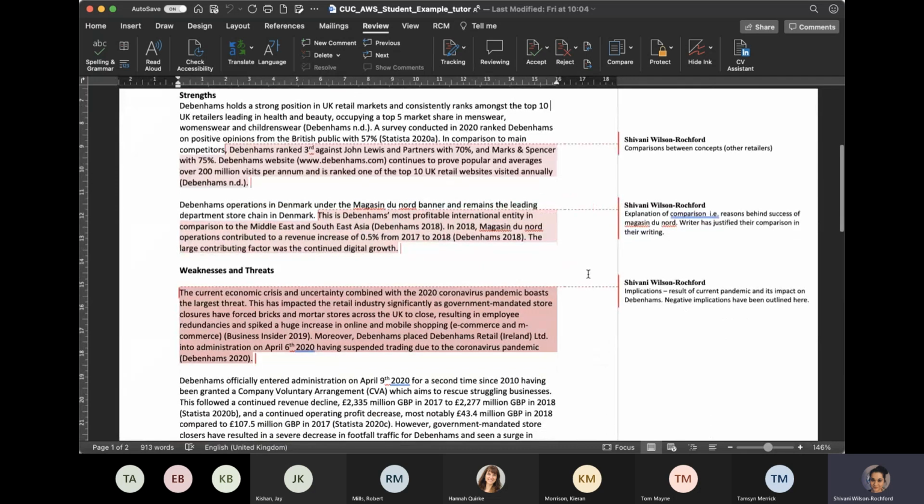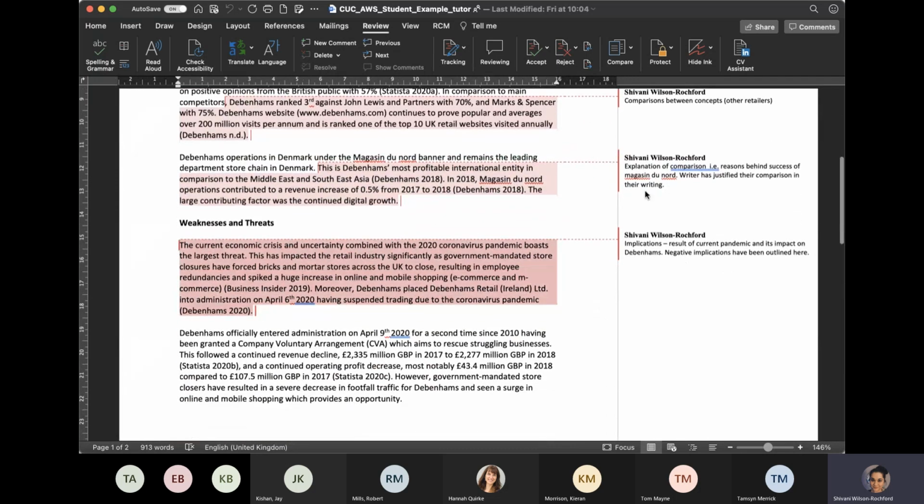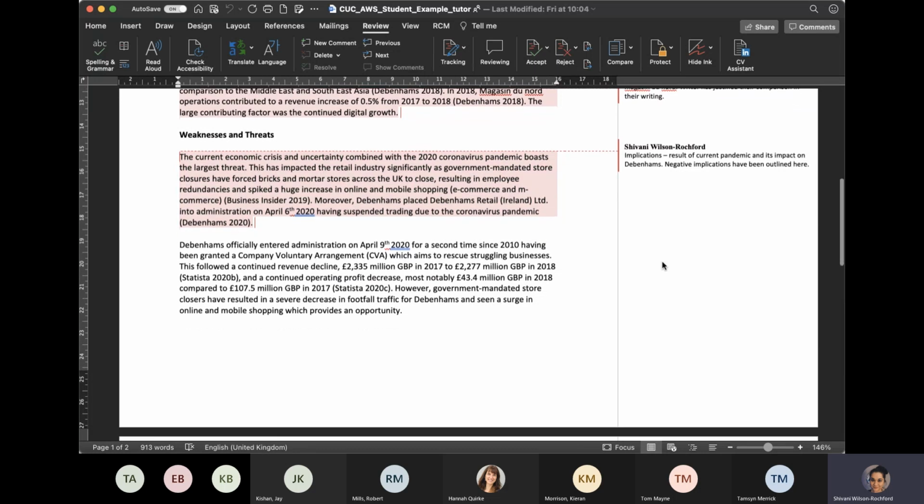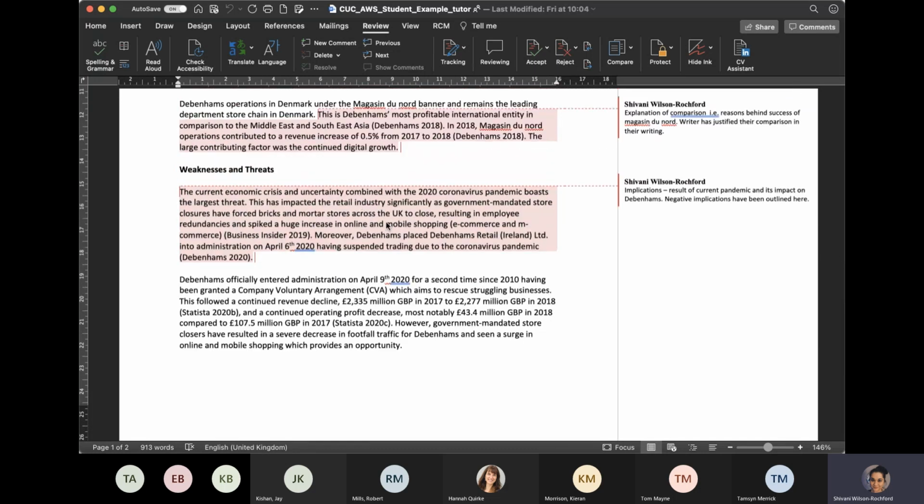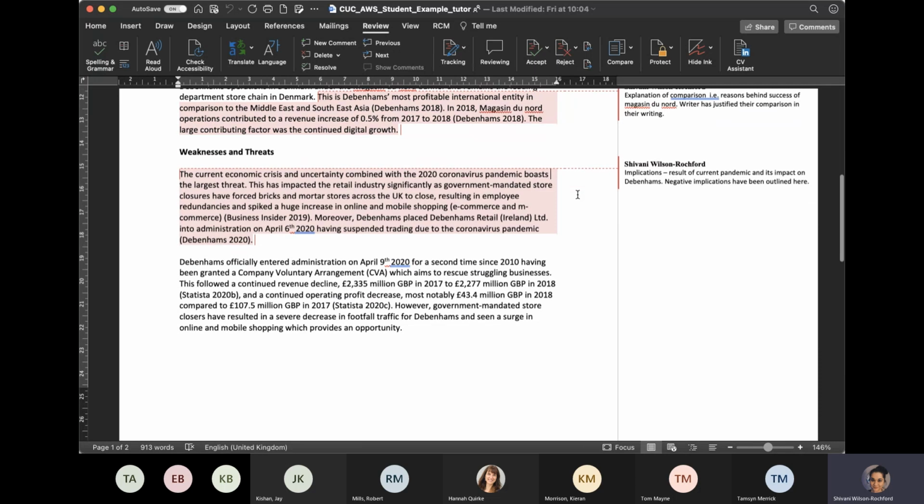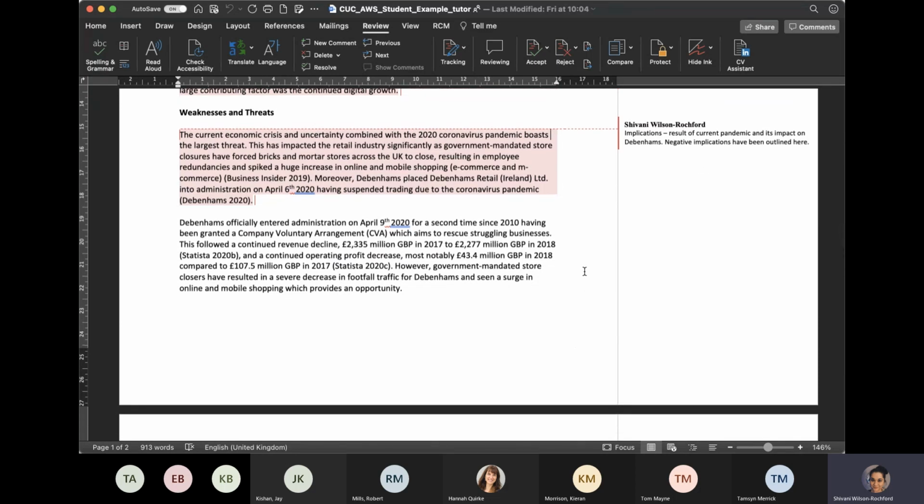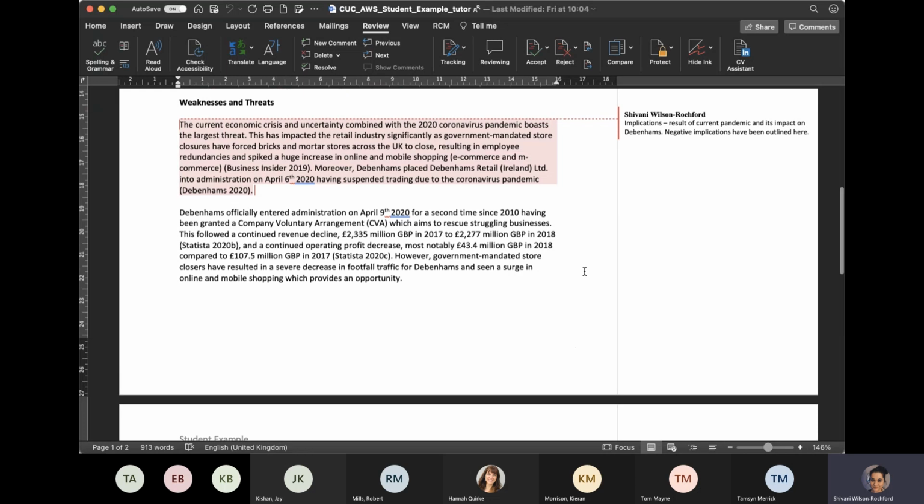Comparisons between concepts or other retailers in this case. The explanation of comparisons, they've gone a little bit beyond just stating that John Lewis and Marks and Spencer's have fared against Debenhams in this way. They've gone on to bring in other retailers, and they've also justified their comparison within their writing. So they've said that the continued digital growth was part of the large contributing factor to the success of their international equivalent. Implications of practice. So they're talking about the result of the current pandemic and its impact. The negative implications have also been outlined as well in that paragraph.